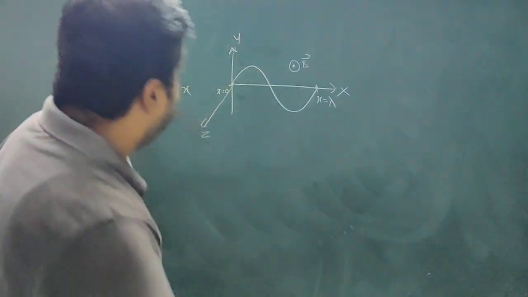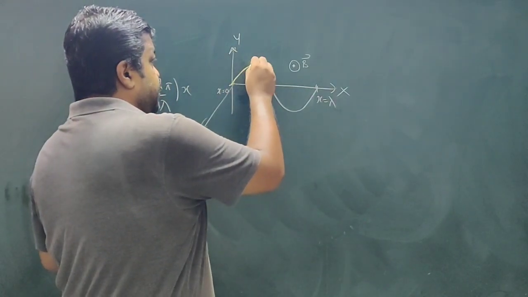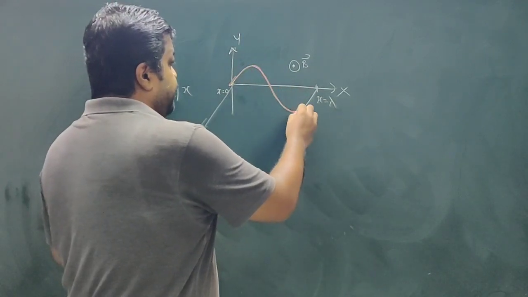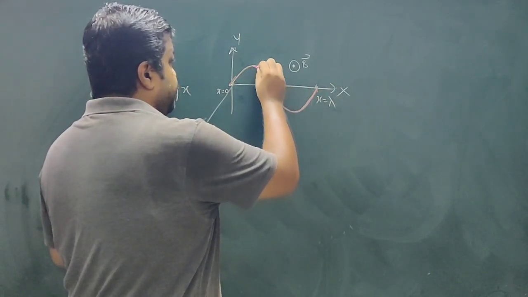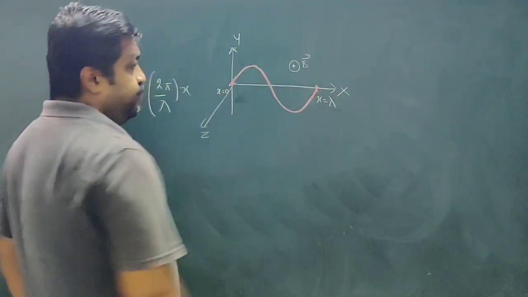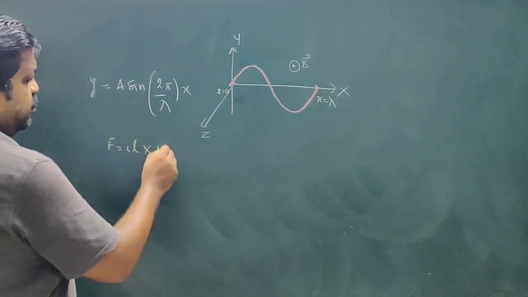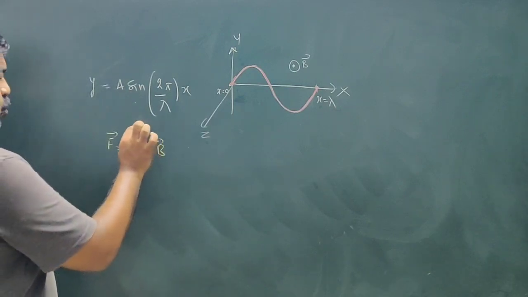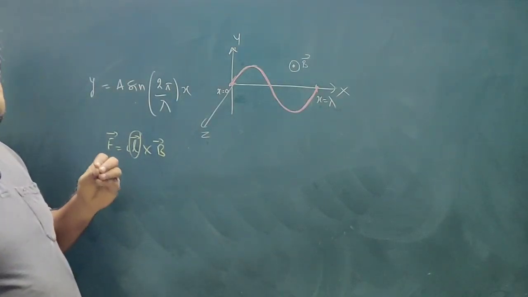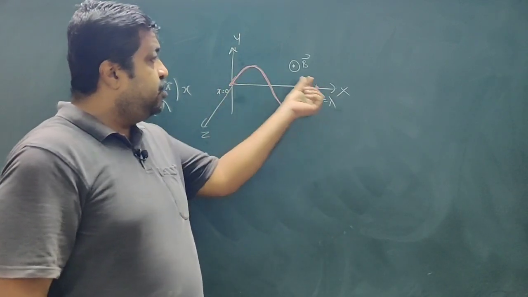So this is the wire. Let me draw with a different color. We have to find the force on this wire from this point to this point. Again we have to use this concept: F equal to I L cross B. I told you this L is a vector quantity. Since L is a vector quantity, we have to consider the length as the shortest distance from the initial position to the final position.